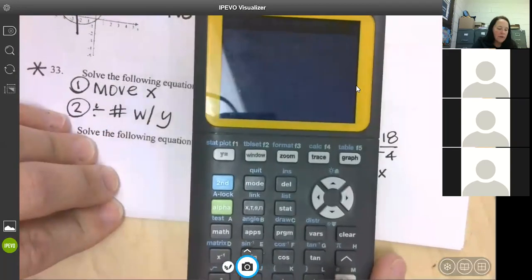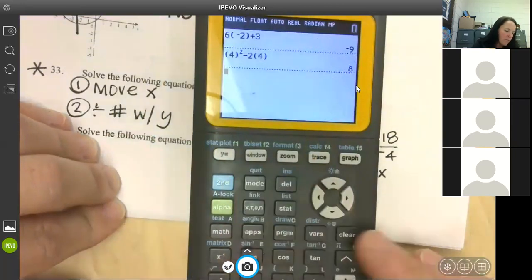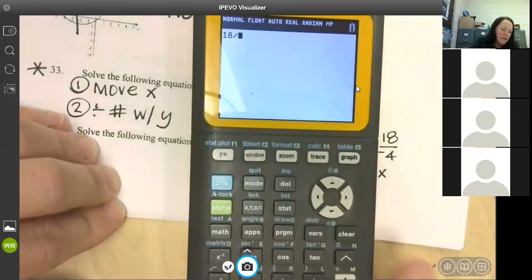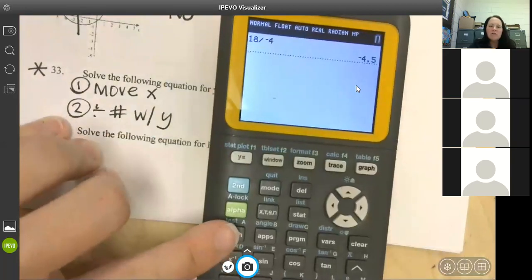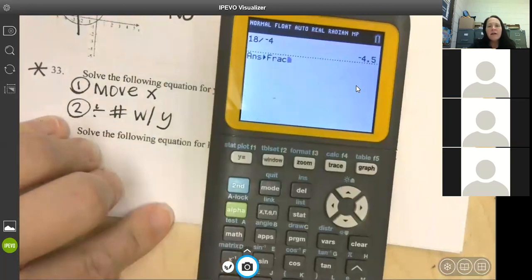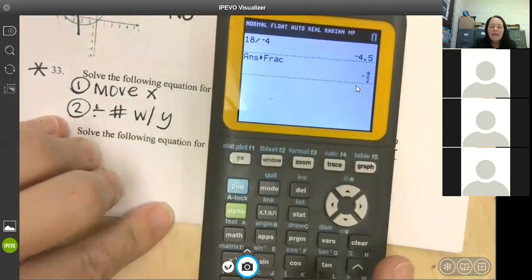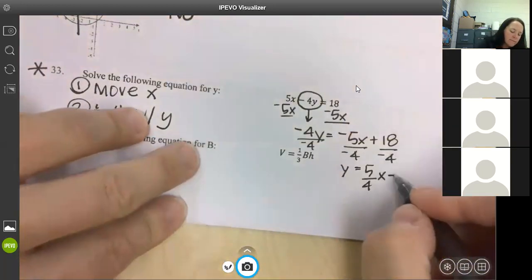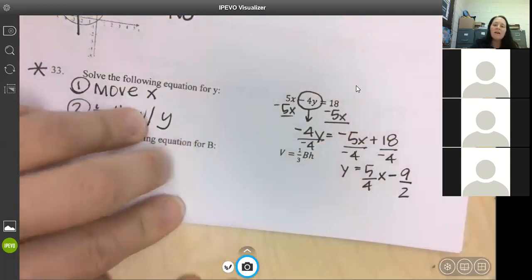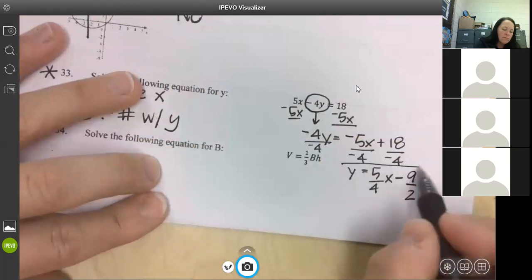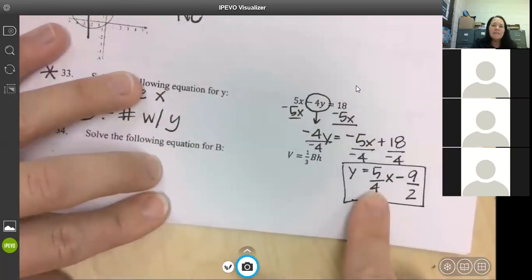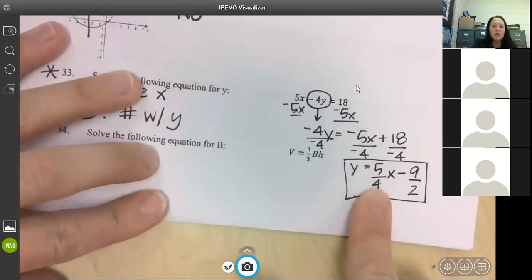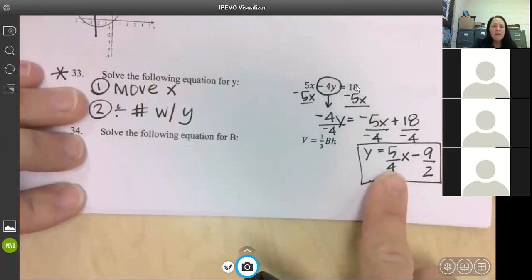If I do 18 divided by -4, I get a decimal, but I told you I don't really want a decimal. You can do it, it's fine. But I'll do math, enter, and get a new decimal, -9 over 2. I do not care if you give me the fraction or decimal. I'm just looking that you know how to do the steps. This is going to happen a lot in the next unit, so you need to make sure that you know how to do it. Okay.